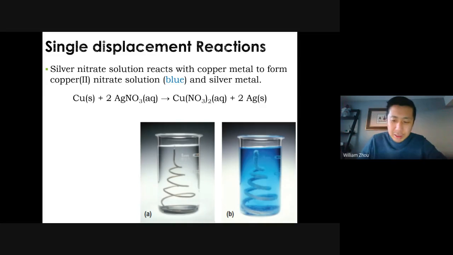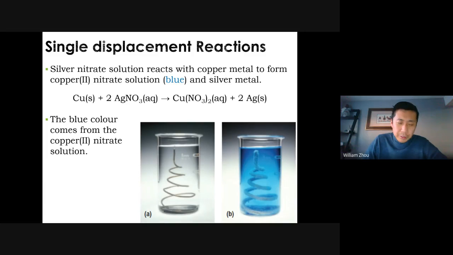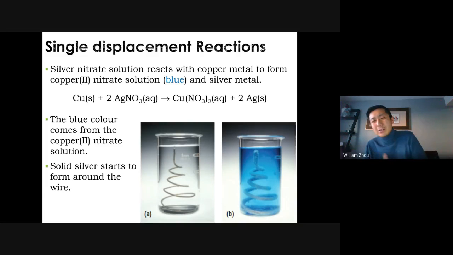That is a colorless solution. Copper is an orange metal. You can dip this copper into the silver nitrate, and you just wait a couple of hours and you come back. You're going to see picture B. The solution will turn blue, and you will see a silvery fuzz start to collect over your copper wire, and that silvery fuzz is pure silver. So you can extract silver from silver nitrate using this method. And the blue comes from the copper 2 nitrate. That's the ionic solution, and that has a blue color. The solid silver forms around the copper wire. This is single displacement. You switch the two metals, one for the other.